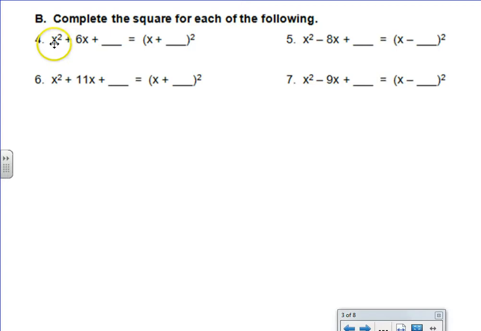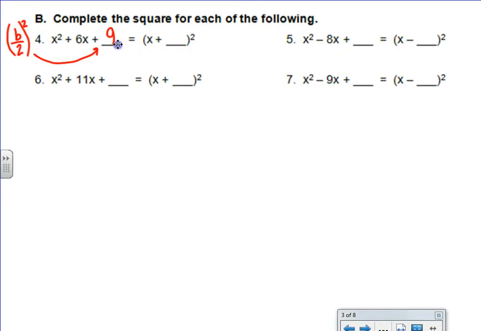So what I want to do is create this trinomial to be a perfect square trinomial, meaning it factors into a binomial times itself again, so a binomial squared. And the way we do that is we take half of our b term, and then whatever that number is, we're going to square it, and that's what goes in place of this blank right here. So half of our b term would be 3, and then 3 squared gives us 9.